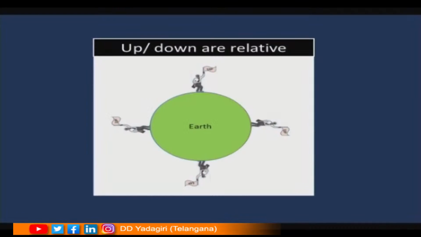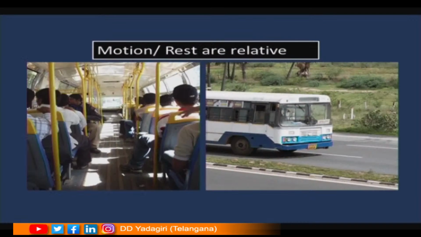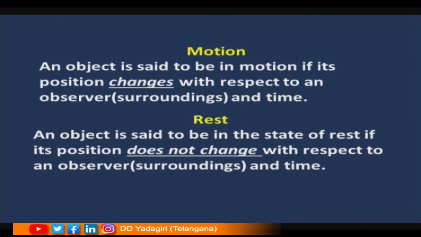Let us revise what we have learnt in the earlier class. We discussed up and down are relative, left and right are relative, motion and rest are relative. Motion is defined as an object is said to be in motion if its position changes with respect to an observer and time, and rest is defined as an object is said to be in the state of rest if its position does not change with respect to an observer and time.